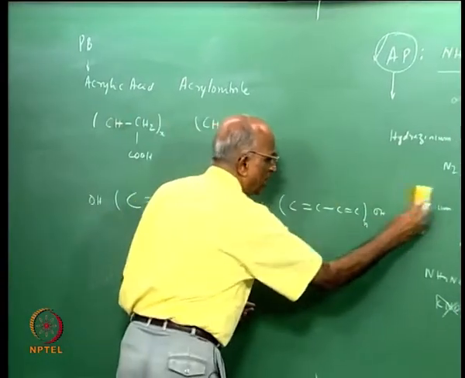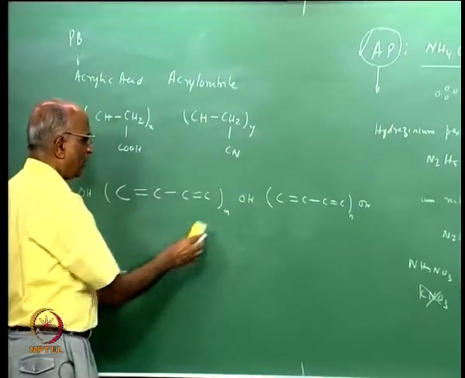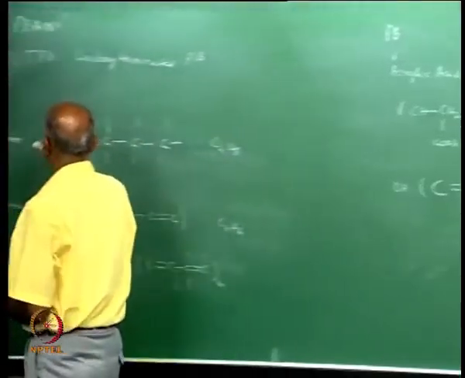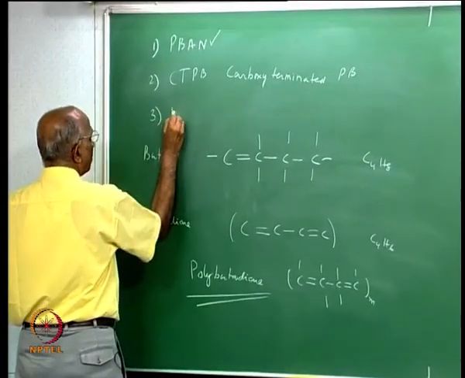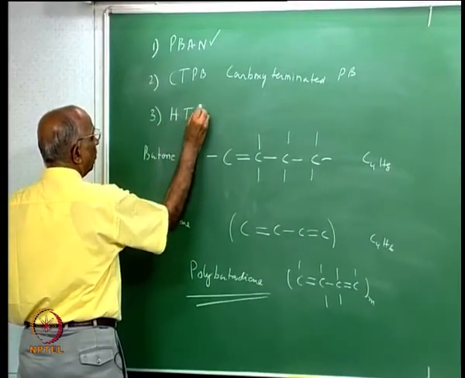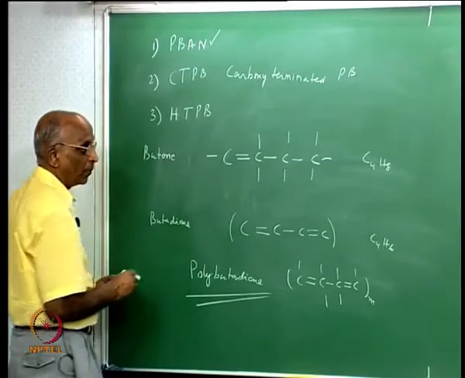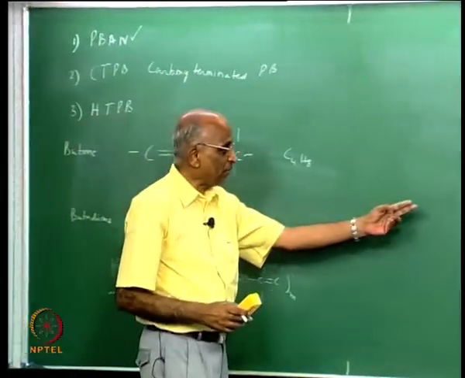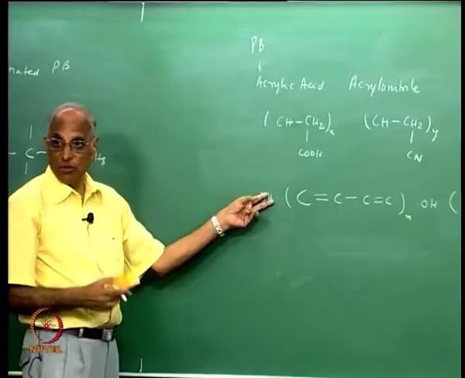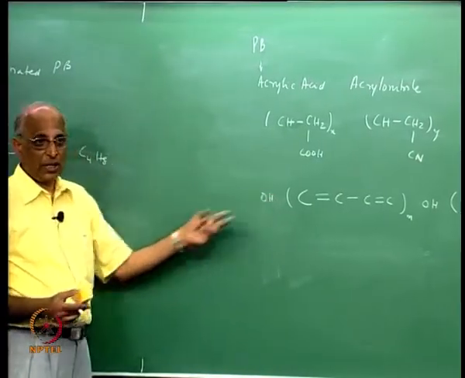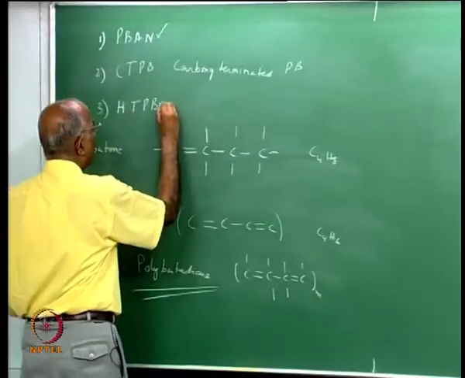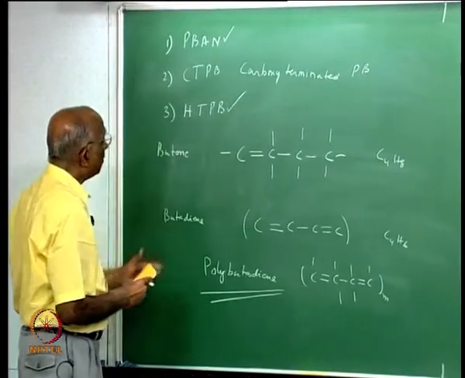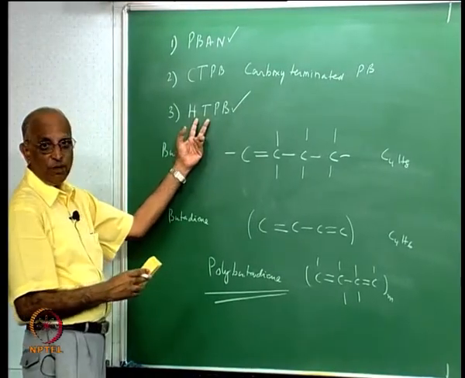I keep on terminating. At the end of the chain I put a hydroxy radical, I call it hydroxy terminated polybutadiene. The advantage of using OH is hydrogen is available, it is much stronger and it is more energetic, and therefore the most popular fuel for propellant today is HTPB.